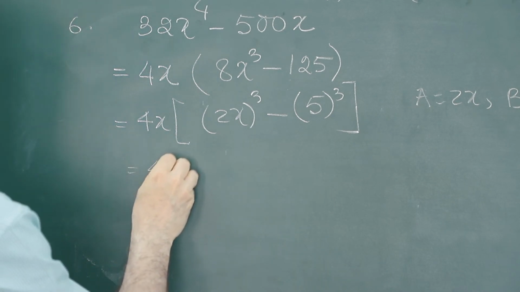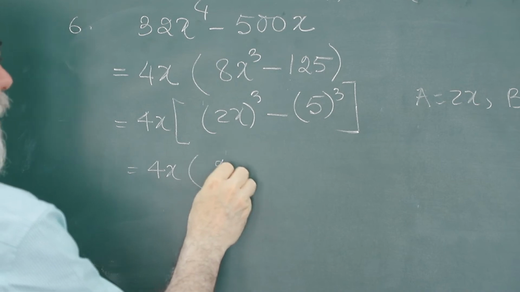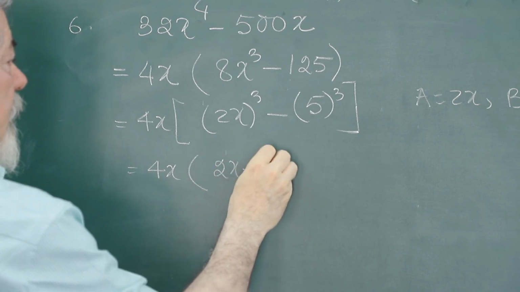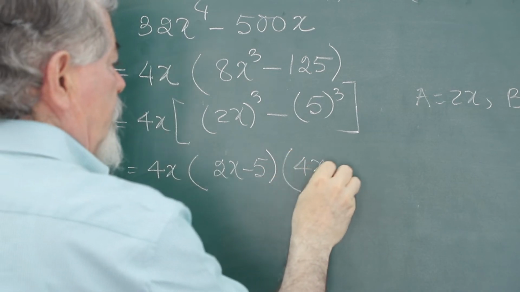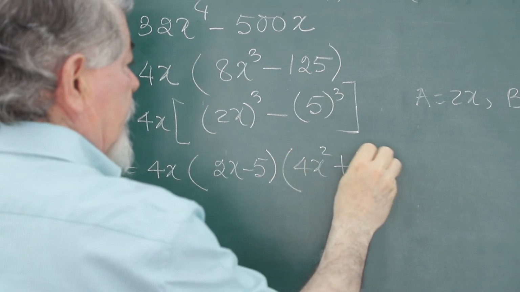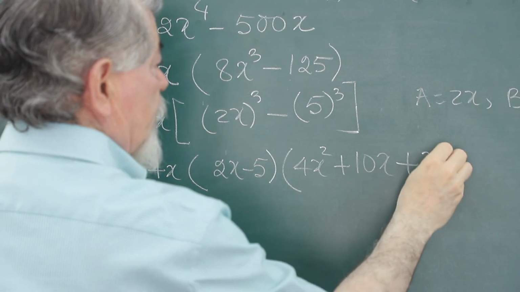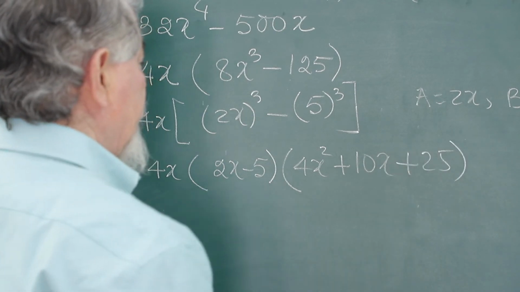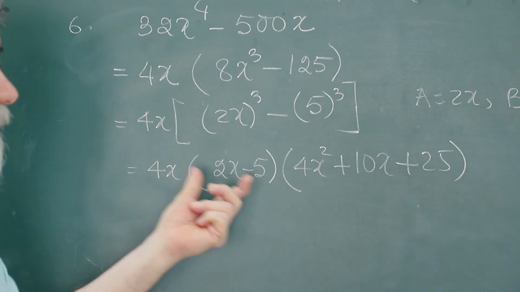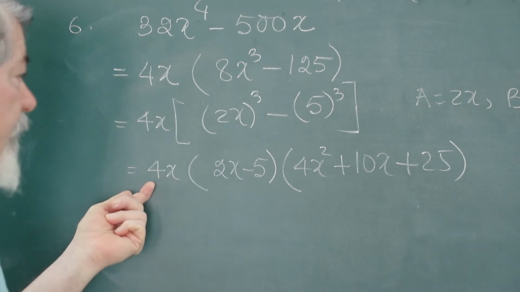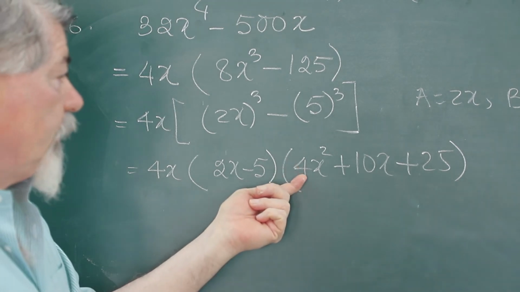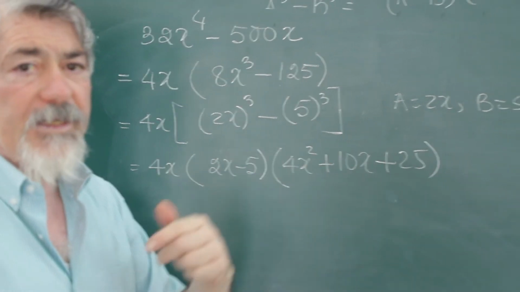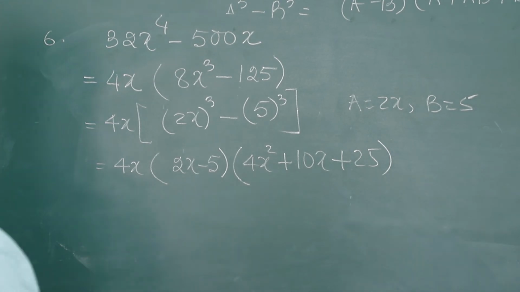So 4x, a minus b, 2x minus 5. Then a squared, 4x squared, plus ab, 10x, plus b squared. This gives you the complete factorization. 4 is one factor, x is one factor, 2x minus 5 is one factor, and 4x squared plus 10x plus 25 is another factor. Let's see question number 7.